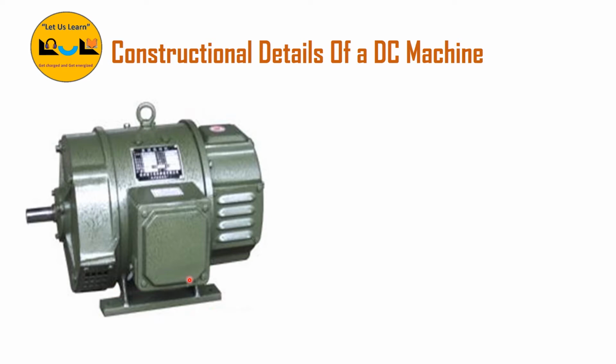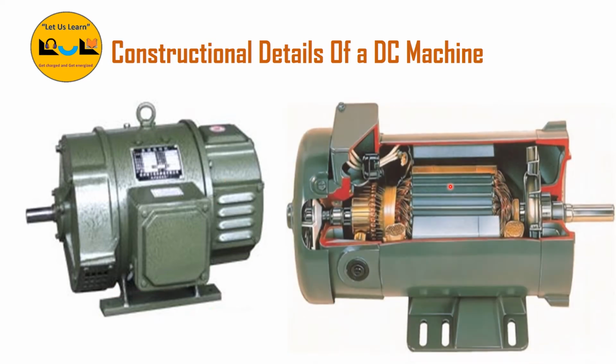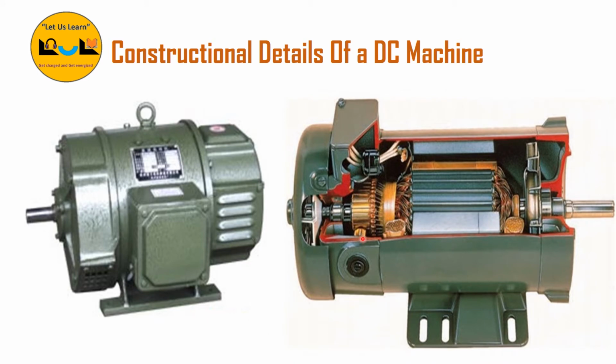This is called the base, and here it shows the cross-sectional view of the DC machine. The internal part is called the armature, and this is your commutator, and here this is the shaft. The outer part is called the yoke, and this is the base.